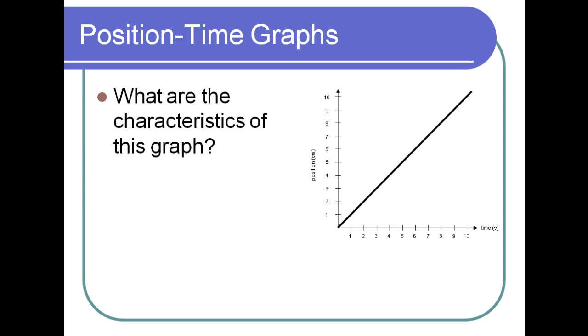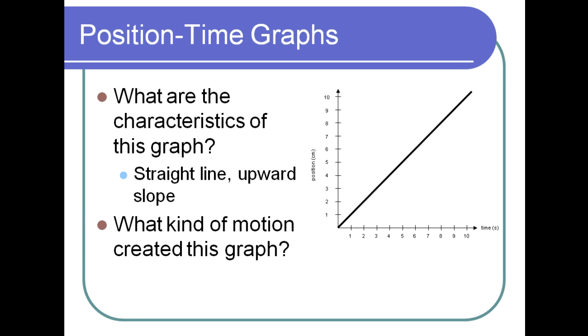What are the characteristics of this graph? A straight line with an upward slope. So what kind of motion created this graph? It would be constant speed or constant velocity, depending on what we're talking about. For it to be a straight linear line like that tells us it's at a constant speed or constant velocity.